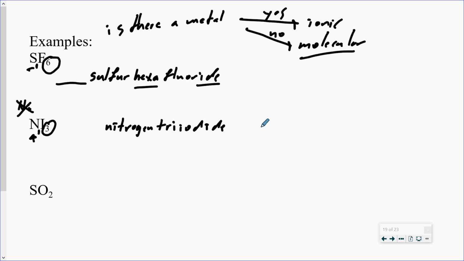Triiodide. This one here, SO2, sulfur. We name first. Oxide, there are 2, that is dioxide. I'm just going to write that other one that I showed you as well, SO3. This would be sulfur trioxide.